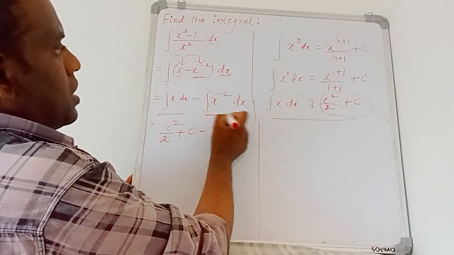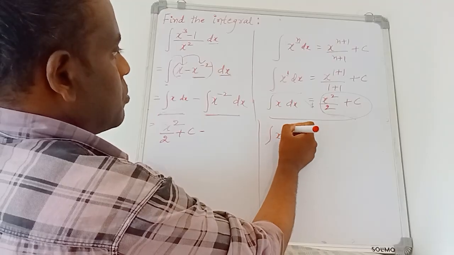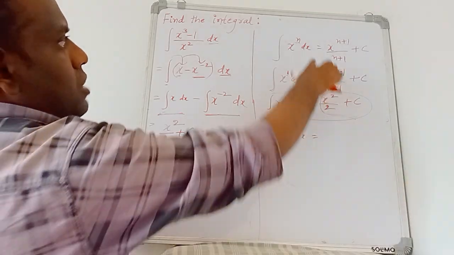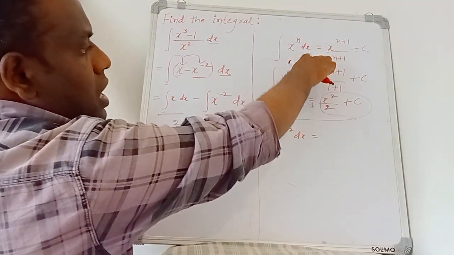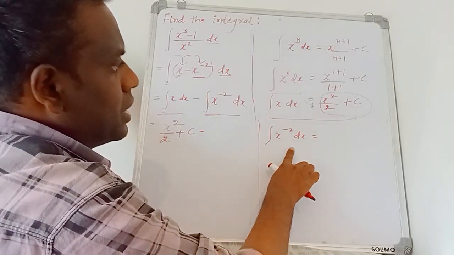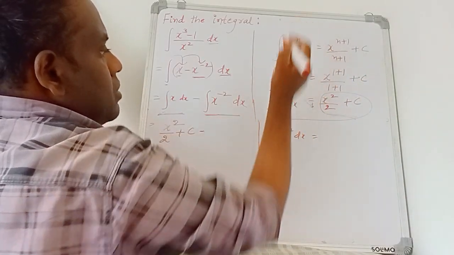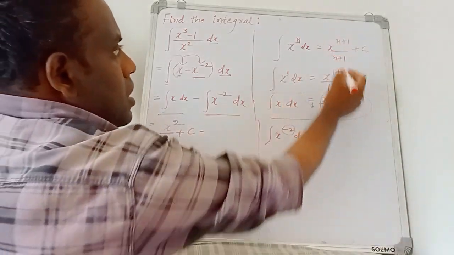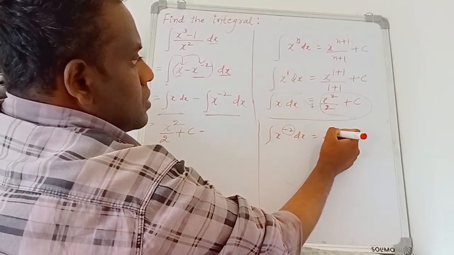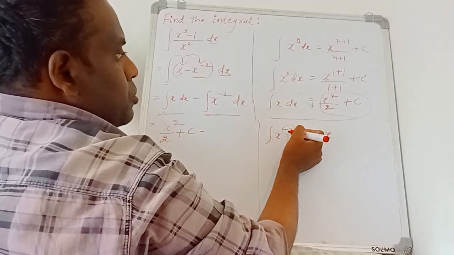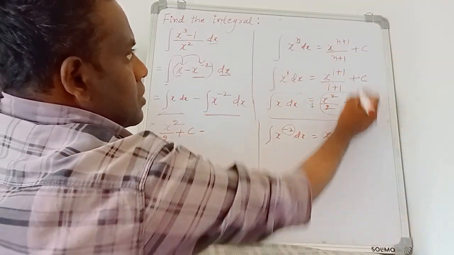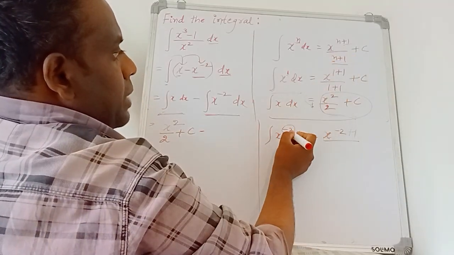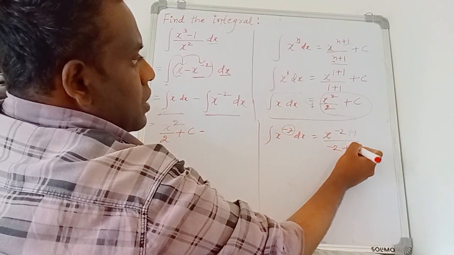Next I will consider this part. I will write here the integral of x to the power of minus 2 dx is equal to. This is in the form of this only. Again we will use this formula to simplify this. Now in place of n we have minus 2, so n is equal to minus 2. According to this formula, x to the power of, in place of n we have to put minus 2, plus 1, this whole divided by n plus 1, in place of n minus 2, so plus 1.